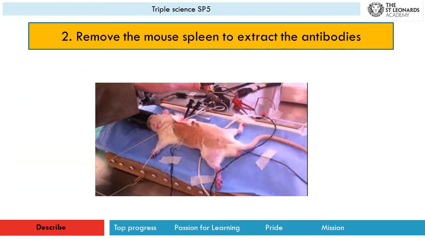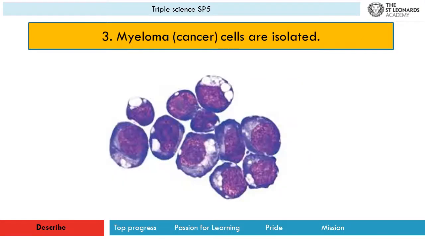Step 2 is a rather unfortunate end to the mouse. You amputate, so you remove the spleen. The spleen is where a lot of the antibodies are produced. Take it out, and then we have a live source of antibodies for the next stage.